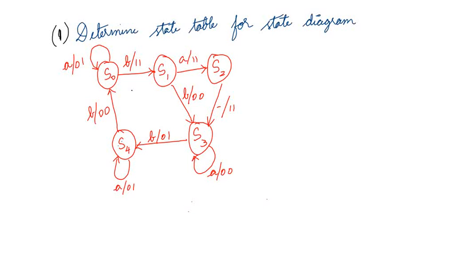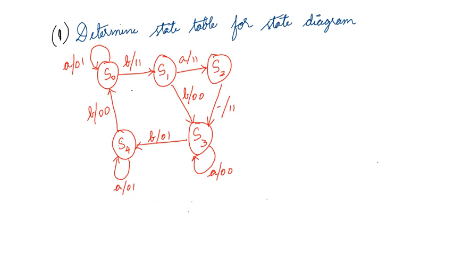We are going to see the problems based on the state table and state diagram. In the first problem, a state diagram is given, and they are asking us to determine the state table for the given state diagram. Before going into the state diagram, we have to identify what sort of circuit this is, whether it is a Moore circuit or a Mealy circuit.